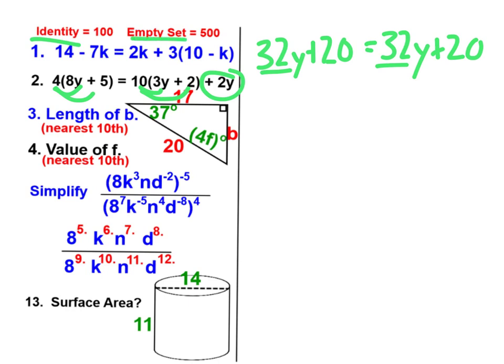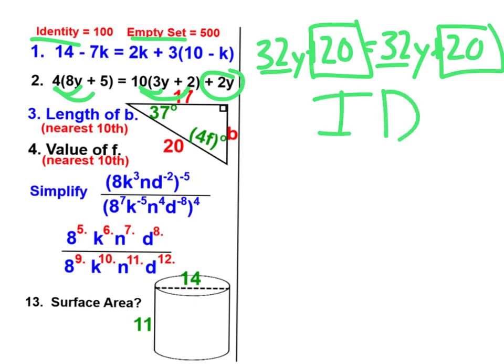identity or empty set. So we go on and we check the constants. 20 matches 20. These two are the exact same thing. This is what we consider an identity property. Okay, they're the exact same thing, so we have infinitely many solutions for y. We can put in anything and it will be true because we're doing the exact same math to both sides. And so we would enter in 100 for our answer.